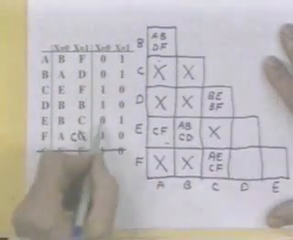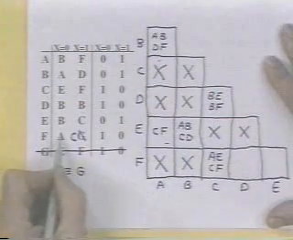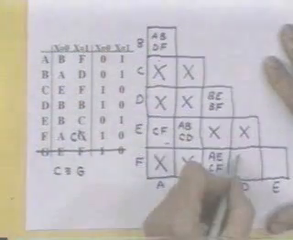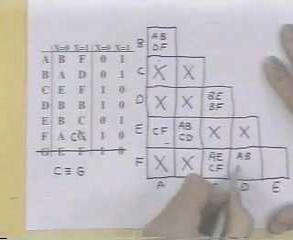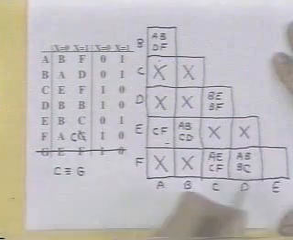D and E have different outputs. D and F have the same outputs. The implied pairs are AB and BC. What about E and F? Different outputs.